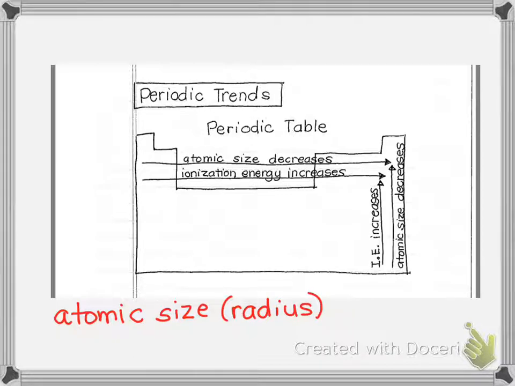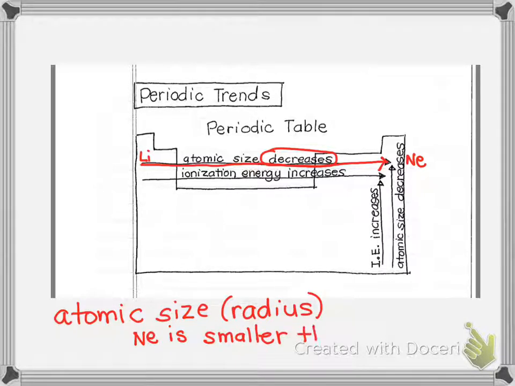So in general, as we go from the left-hand side of the periodic table over to the right-hand side, you can see that the size decreases. It gets smaller. If I was looking at the two elements on either end, say this is lithium over here, and going all the way across, this is neon over here, then I would say neon is smaller than lithium, because as I go from left to right, the size decreases.